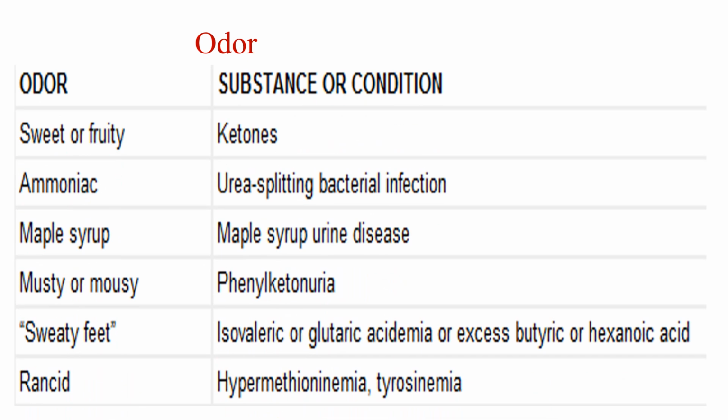The odor is also important. Sweet or fruity odor is a sign of ketones. Maple syrup odor is a sign of maple syrup urine disease. Musty or mousy odor is due to phenylketonuria. Sweaty feet odor is due to isovaleric or glutaric acidemia or excess butyric or hexanoic acid.